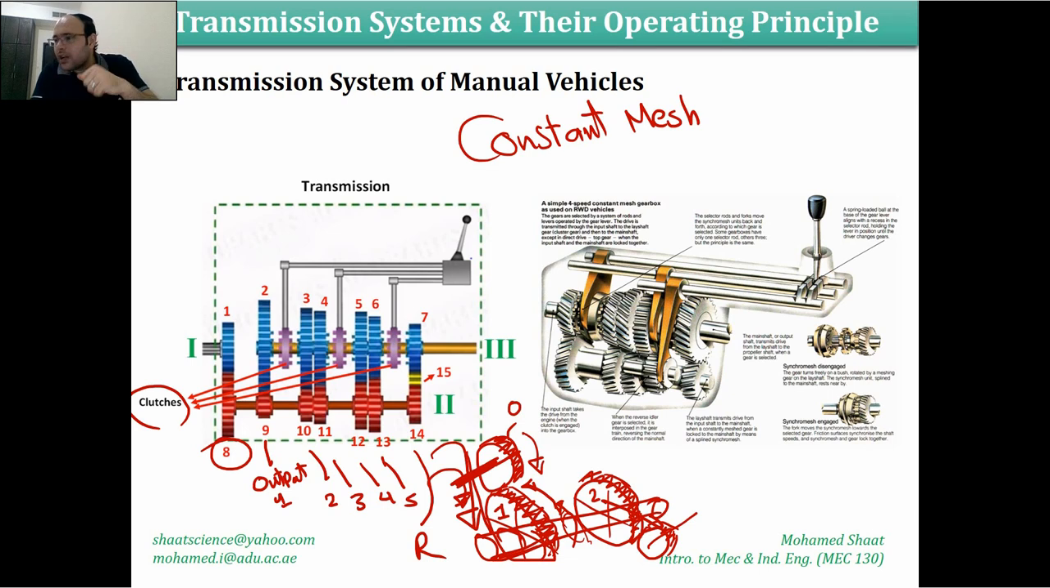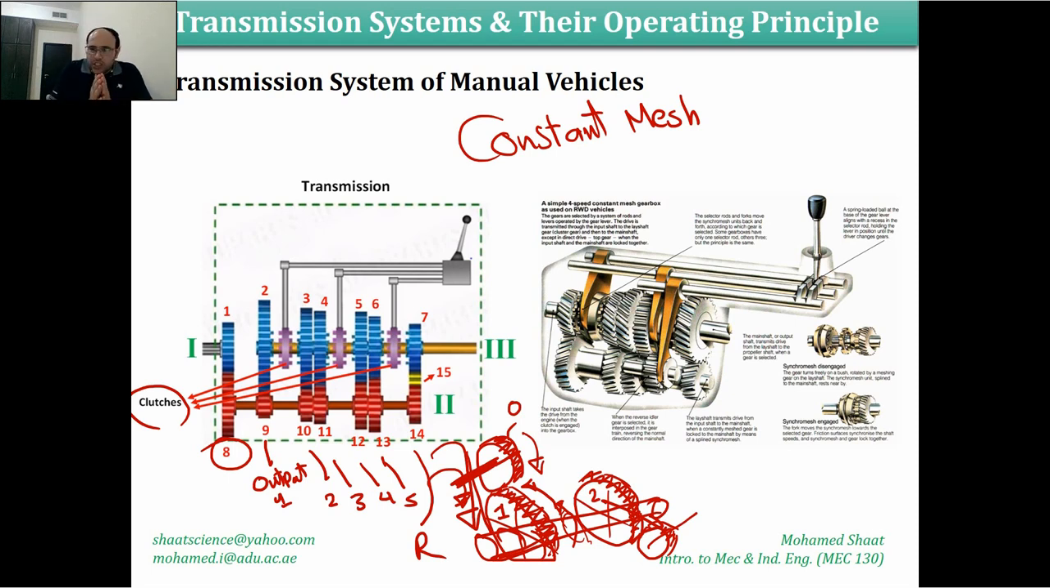The first gear is the highest torque, but the lowest speed. The second gear has a good torque, but higher speed, and its torque is lower than the first gear, and so on. So as you increase the gear, you are increasing the speed, but decreasing the torque. You got it? So forget about the torque. Let us focus on the speed.